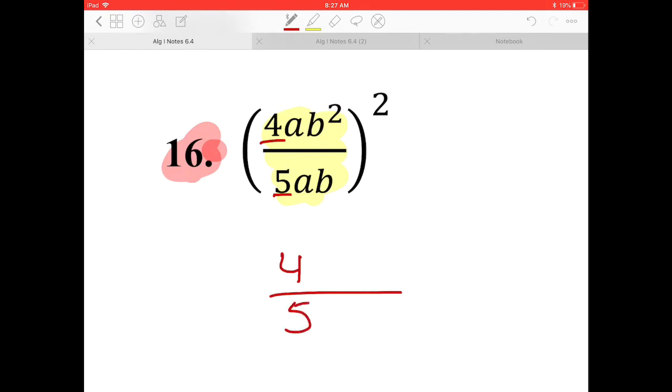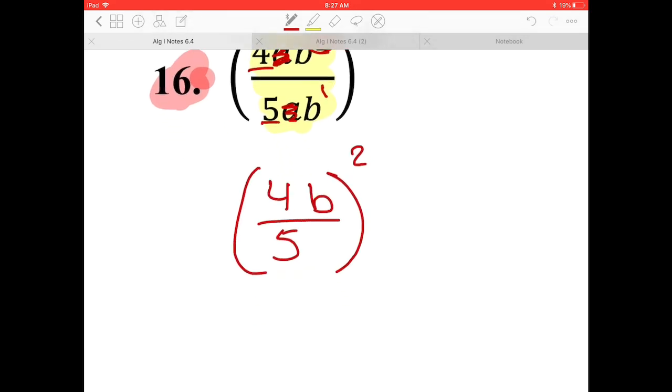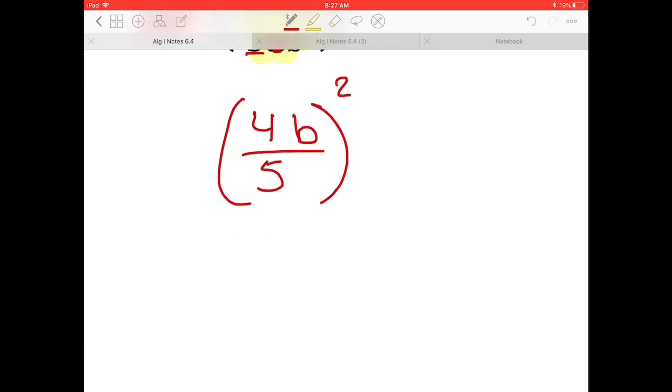And then go through your variables and see what's going to cancel or what's going to subtract here. So A over A is gone. Okay, and then for the B's, we have B squared and B to the first power. So 2 minus 1 is just 1B left over in the top. Okay, so right now I have 4B divided by 5, still in the parentheses, squared. Okay, so now I'm going to actually square it.